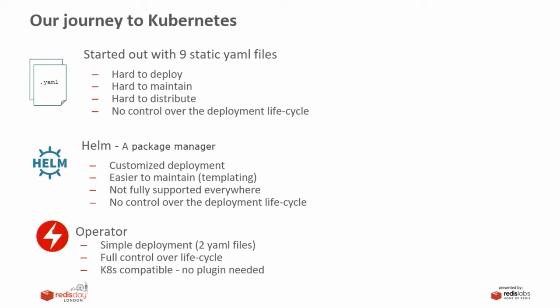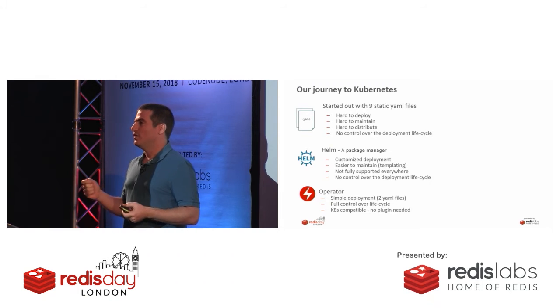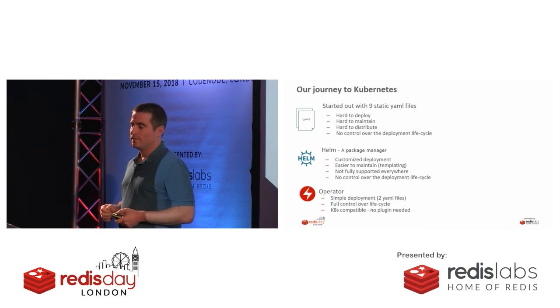After that, we went for Helm. Helm is essentially a template/packaging mechanism for Kubernetes. And it allows much easier customization and shipping, but some platforms do not support it. And it still doesn't allow you to directly interfere or intervene in the way that the orchestration environment manages your stateful deployment.